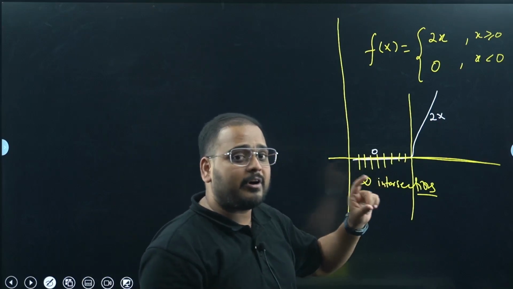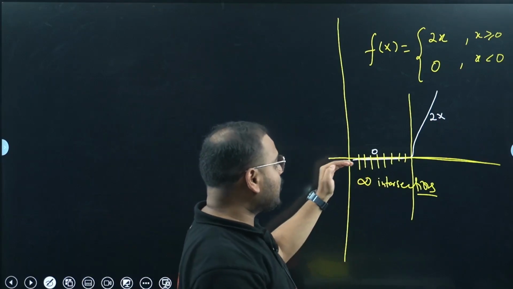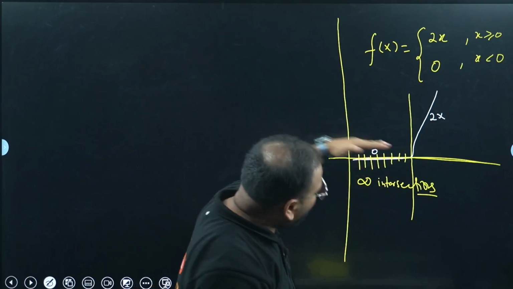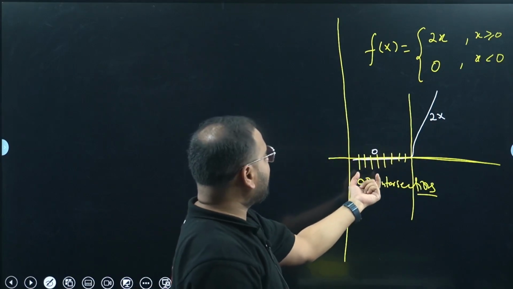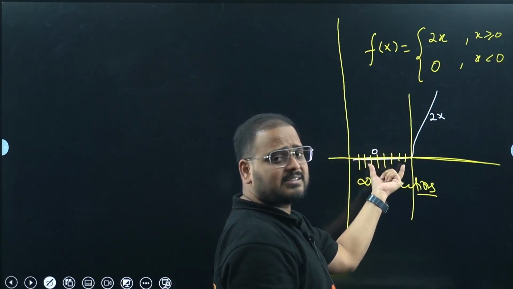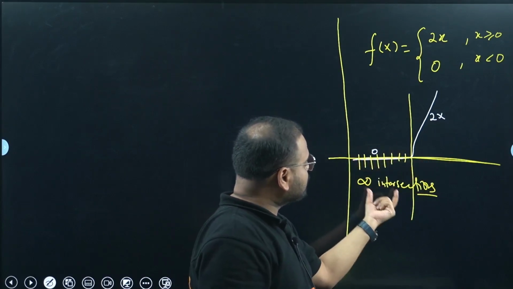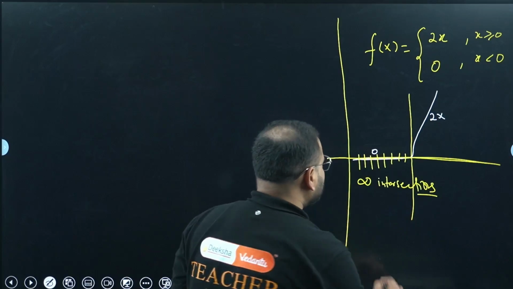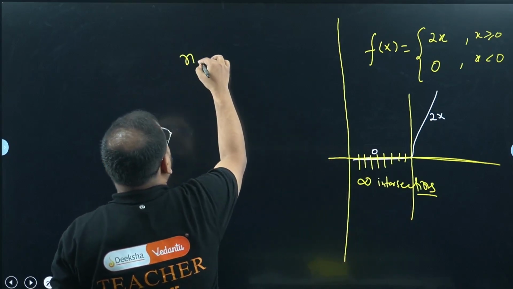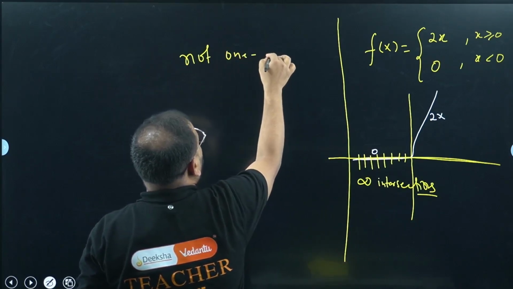What did one-one say? For the graph to be one-one, it should have only one intersection. But if I draw the line parallel to the x-axis on the x-axis only, it is cutting the x-axis at an infinite number of points, which is my part of the graph. The white part is my part of the graph. So infinite intersections I'm getting. So what can I say? Not one-one.